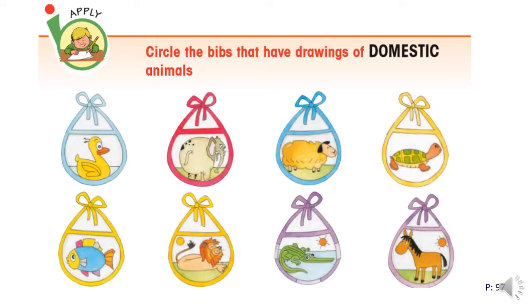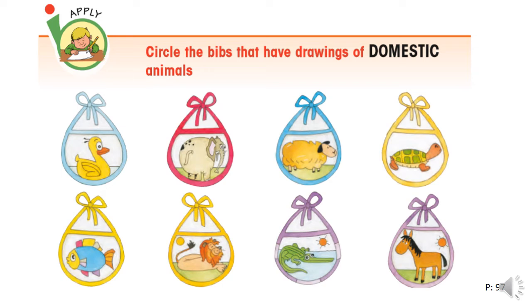Together, guys, let us solve this exercise in your book, page 97. You have to circle the pictures that have drawings of domestic animals. Domestic animals, not wild animals. Domestic animals, the animals that can live with us. We have to take care of them, and they may live inside the farm, not inside the forest. We will start first by naming these animals. What do we have? We have dog, elephant, sheep, turtle, fish, lion, crocodile, and horse.